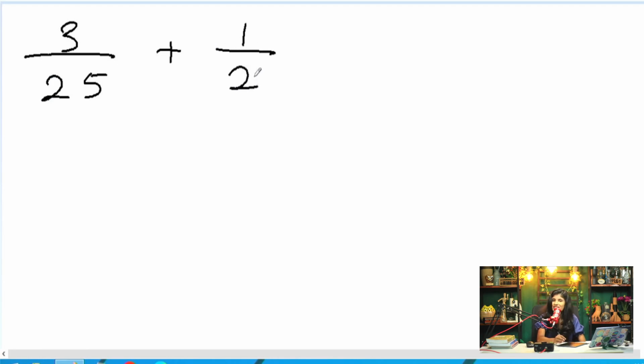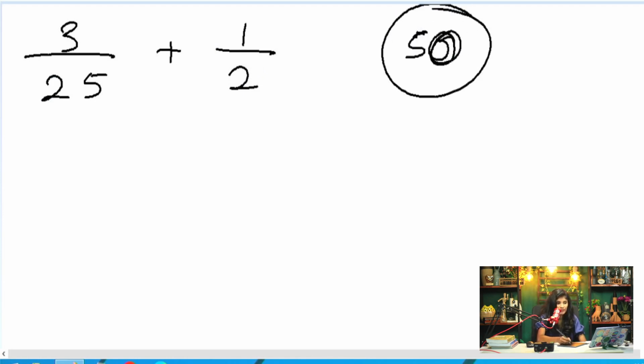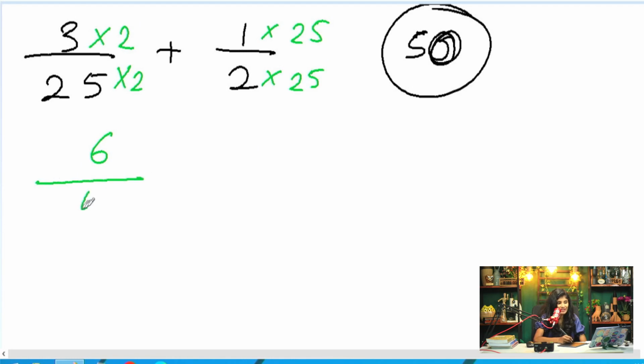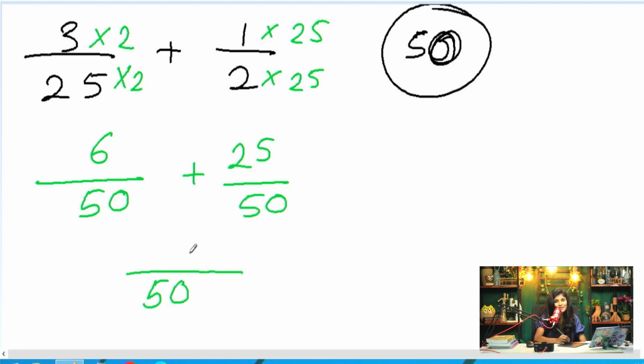So, the next question we are going to discuss is 3/25 plus 1/2. So, what is the common denominator we can take? Yes, we can make 50, right? The number I am going to make is 50. Okay, to make 50, I have to multiply here by 2 and here by 25. 3 times 2 is 6 and 25 times 1 is 25 and 50. Common denominator 50, 25 plus 6 means 31. I can't simplify this one further, so this is the final answer.